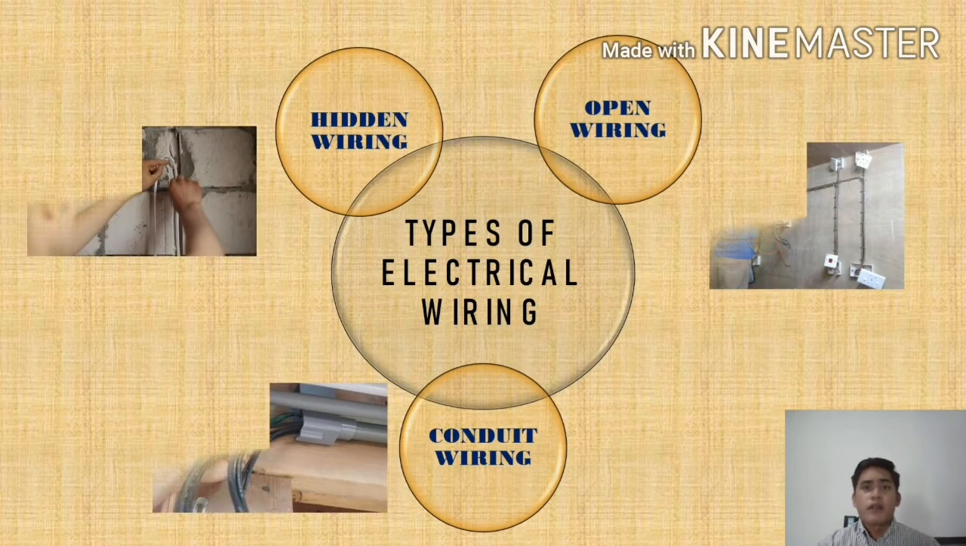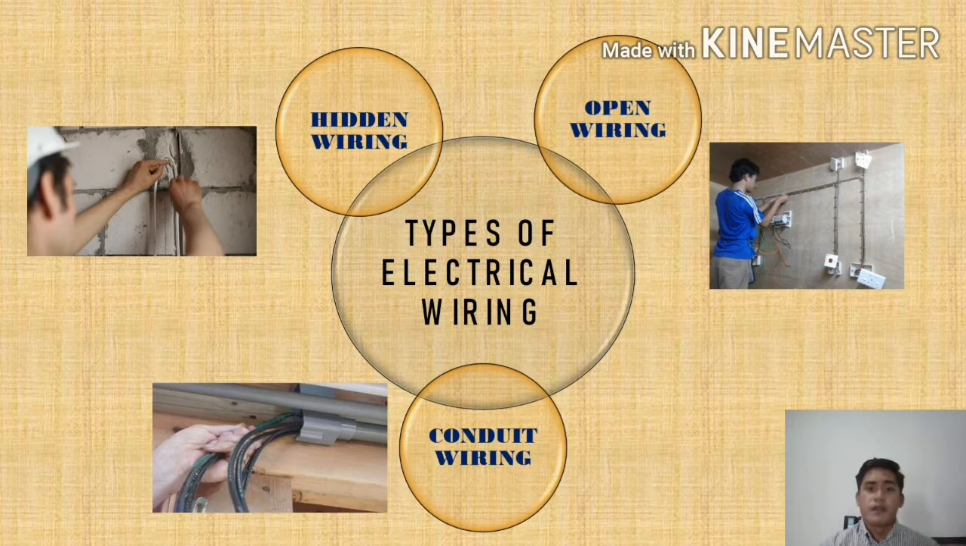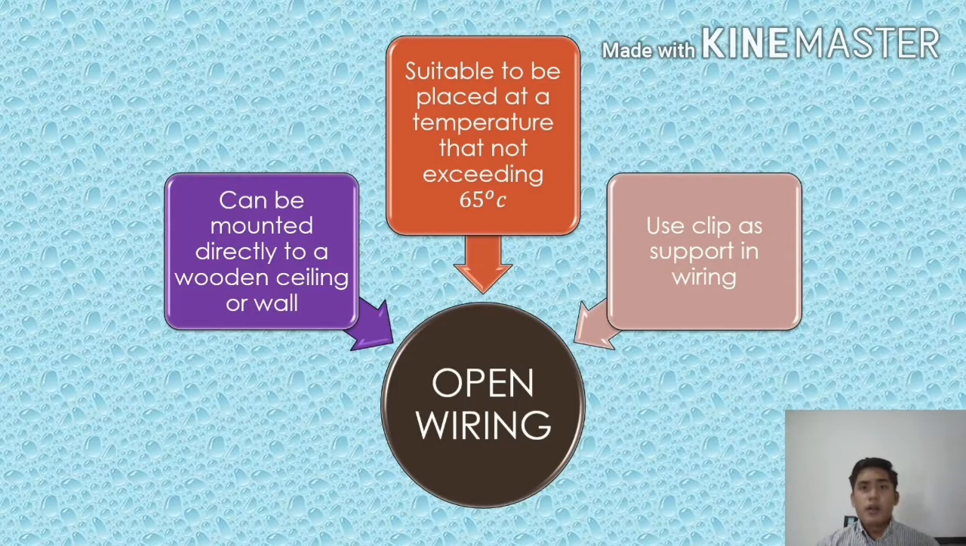There are a few types of electrical wiring in Malaysia. First, open wiring. Second, hidden wiring. Third, conduit wiring. Firstly, we go to the open wiring. Open wiring can be mounted directly to a wooden ceiling or wall, so it is easier in construction to make installation. It is also suitable to be placed at a temperature not exceeding 65 degrees because it will be exposed to mechanical damage. So that's why it can be used at temperatures below 65 degrees.